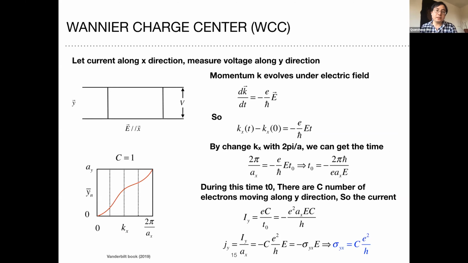So it means that we can calculate the Chern number by using the Berry curvature, but it's not intuitive to understand why the conductivity can be related to the Chern number. But if we use the Wannier charge center, then it will be much more convenient.